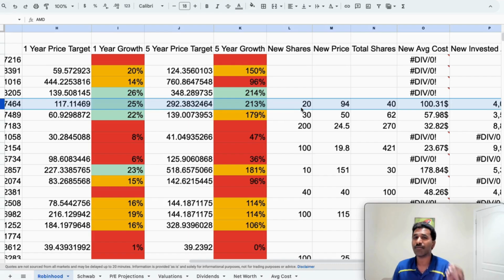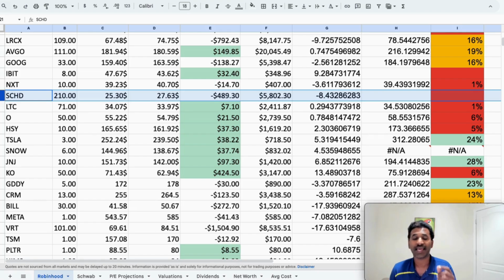And let's say I buy 20 more shares at an average price of $94. Now I'll have a total of 40 shares and my new average price becomes $100 per share. That's much better than $106 and gives me a much higher chance to make profit when AMD starts moving up again. And the second example, let's take SCHD.